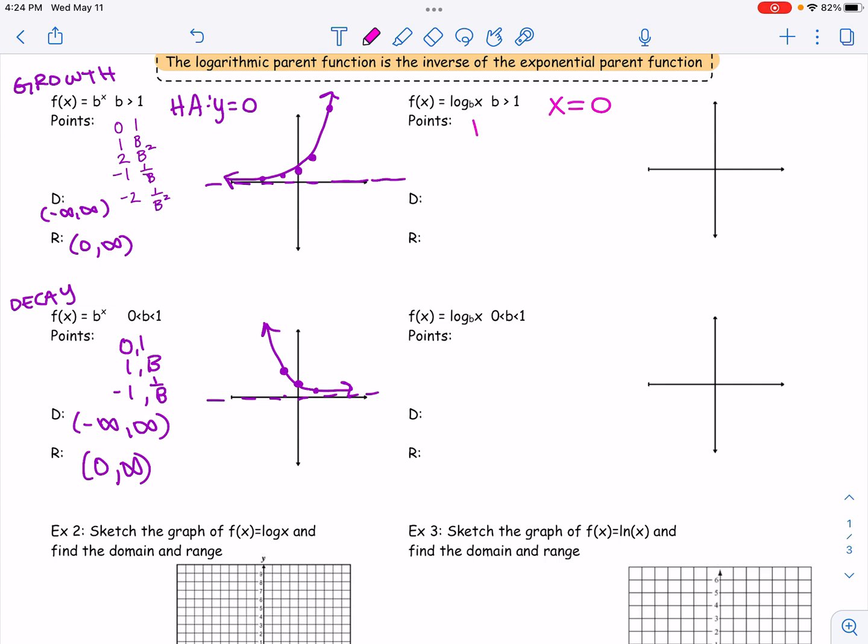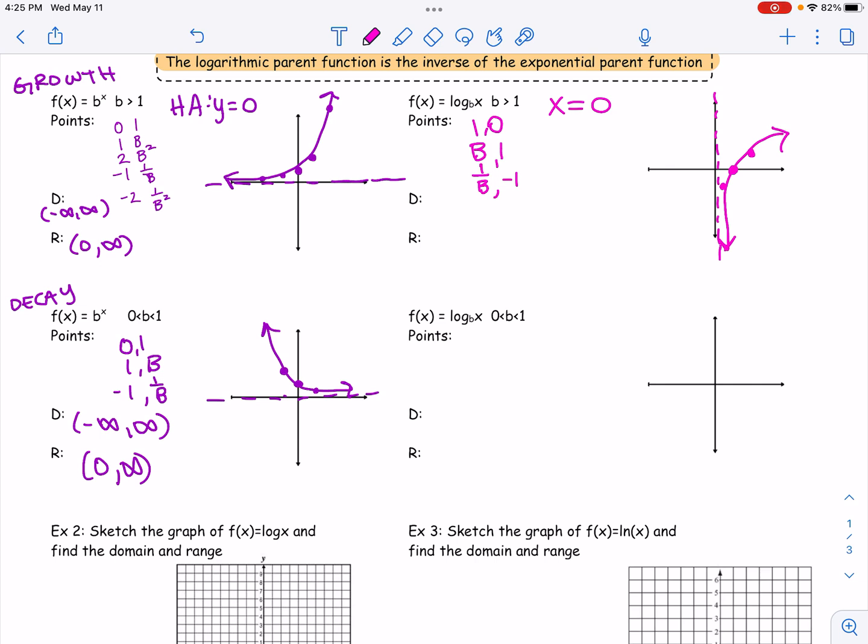So points here, like I said, are going to be the opposite. Instead of (0, 1), it's (1, 0). Instead of (1, the base), it's going to be (the base, 1). And then instead of (-1, 1 over the base), it's going to be (1 over the base, -1). Okay, you just switch the x and y. Now we have that vertical asymptote at x equals 0. (1, 0) is here. My base is a number bigger than 1, so I'm going to be going to the right and then up 1. And then 1 over the base would be a number less than 1 and then going down 1. So we see this shape of our graph for the log function.